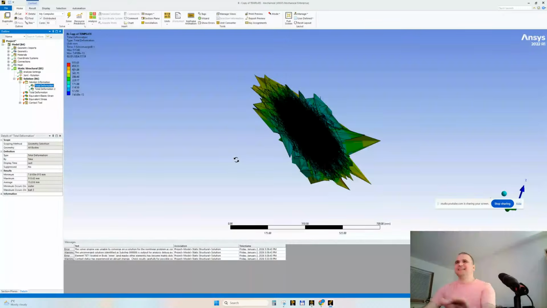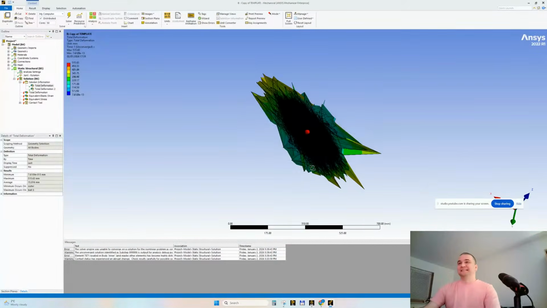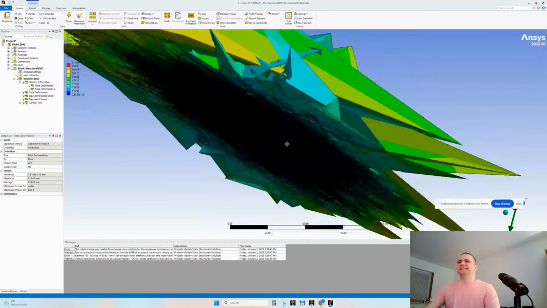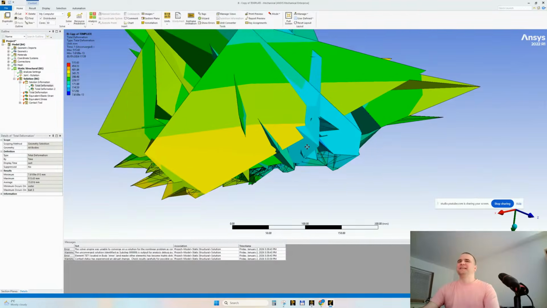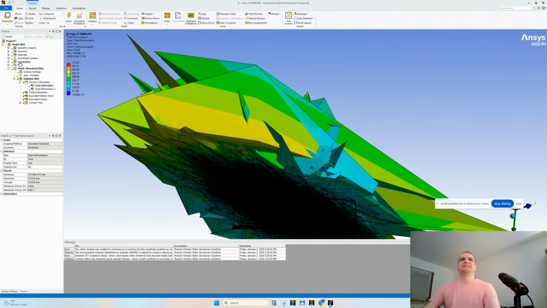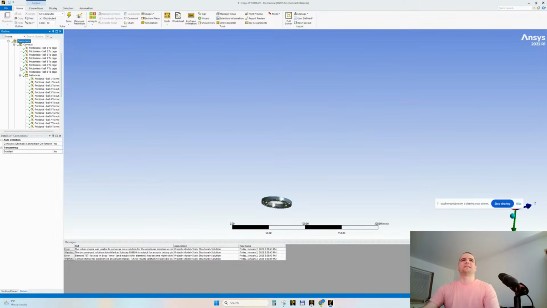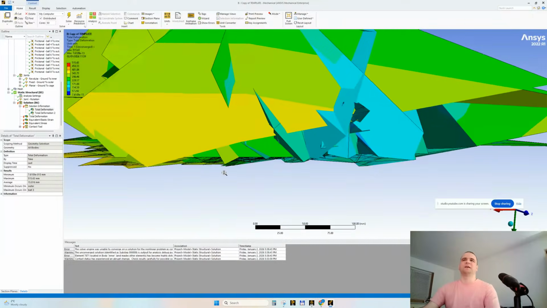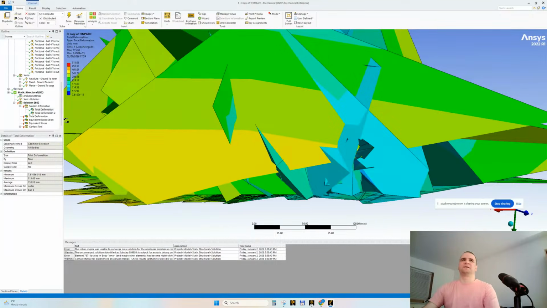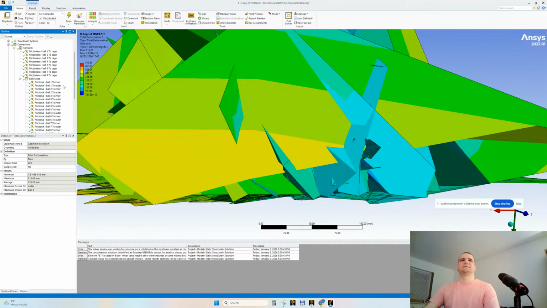Yes, ladies and gentlemen, this is what we have to fight. You understand now, if we had the contacts bonded, we wouldn't have this. This we have when we have nonlinear contacts, and we have to make a trial and error. All right, let's dust ourselves off.